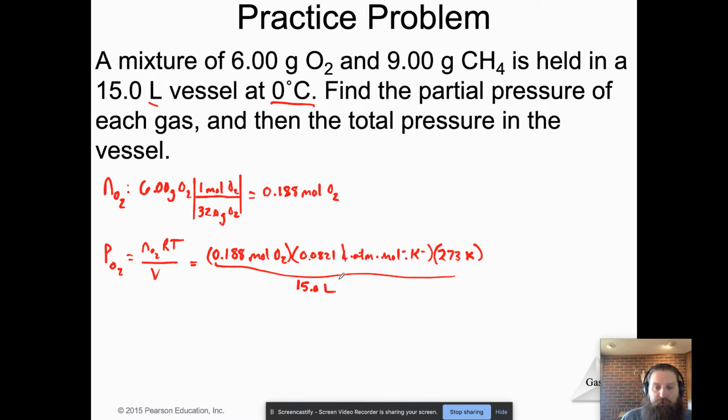Now we'll notice liters cancels, moles of O2 cancels, Kelvin inverse and Kelvin cancel, so I'm left with atmospheres, which I'm looking for a partial pressure, so I should have a pressure unit, PO2. When I plug this into my calculator, it's 0.281 atmospheres. So that gives me my answer for O2. It says each gas though, so I need to do the second one.